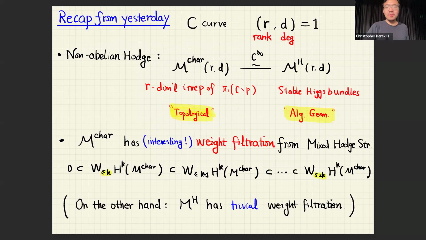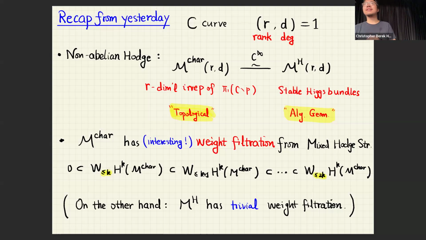So let's first recall where we were yesterday. We always consider C to be a curve, a Riemann surface, and fix two integers, the rank and the degree, and we assume that they are coprime. The non-Abelian Hodge theory gives us a correspondence between two very different moduli spaces of different flavors, which I label as the topological one and the algebraic geometry one.